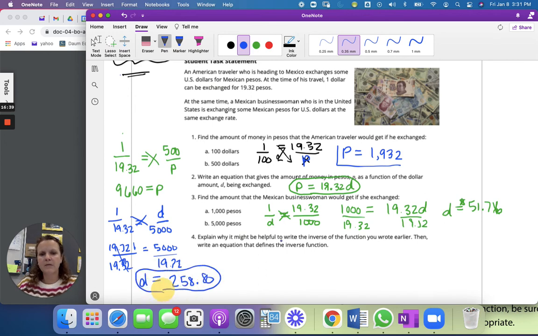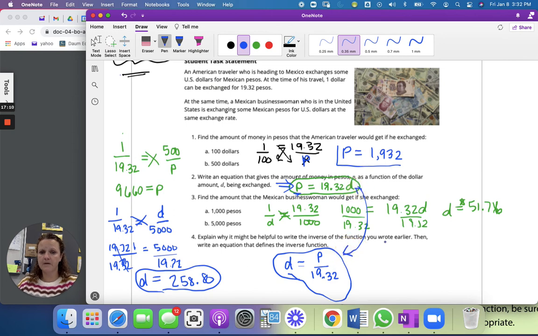Explain why it might be helpful to write the inverse of the function you wrote earlier. Okay, this one right here is solved for pesos. It took a little bit more work to get to dollars, but if we just said dollars is equal to the amount of pesos over 19.32, it's helpful because then I don't have to do any rearranging of my equation when I'm using my equation over and over. So these two are inverses of each other.